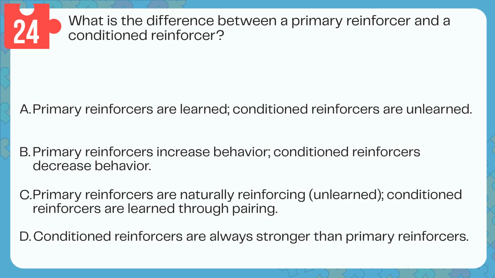Question 24. What is the difference between a primary reinforcer and a conditioned reinforcer? A. Primary reinforcers are learned. Conditioned reinforcers are unlearned. B. Primary reinforcers increase behavior. Conditioned reinforcers decrease behavior. C. Primary reinforcers are naturally reinforcing, unlearned. Conditioned reinforcers are learned through pairing. D. Conditioned reinforcers are always stronger than primary reinforcers.